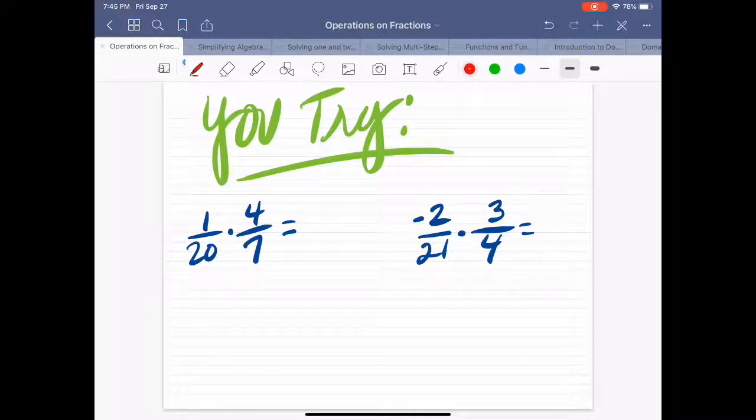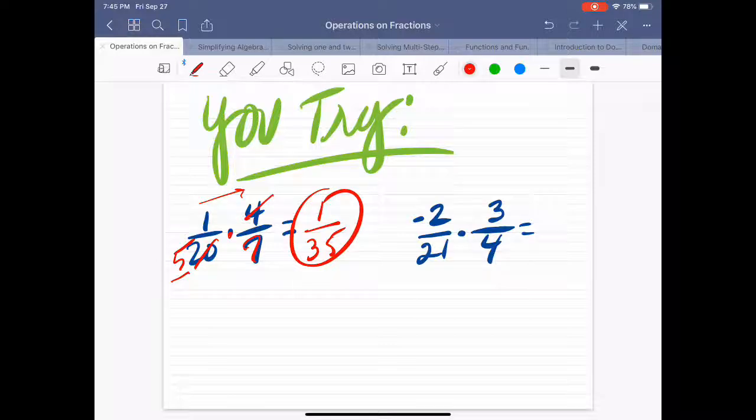Okay, so try the following problem by simplifying. So pause the video. Okay, so 4 goes into 25 times. And that's all the simplifying. So now all you have to do now is multiply. So on the numerator, there's only 1 left over, so bring it over. And at the bottom, you have a 5 times a 7. So 5 times 7 is 35.